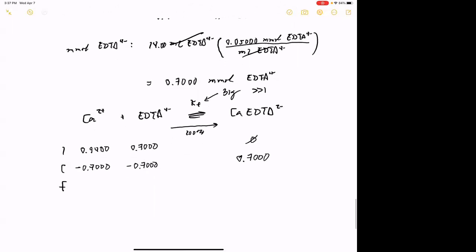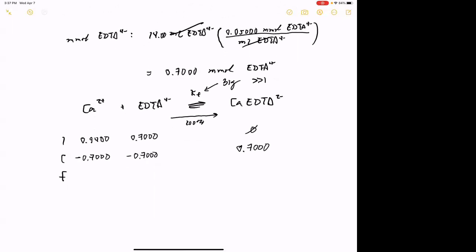Now remember, we treat an ICF table like an ICE table. We just add down. So take the difference between the calciums and you get 0.24. Obviously, the EDTA is limiting, so we got none of that left. And we got 0.7000 millimoles of the calcium EDTA there.